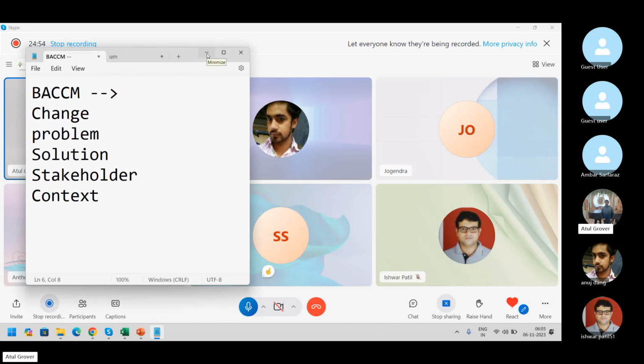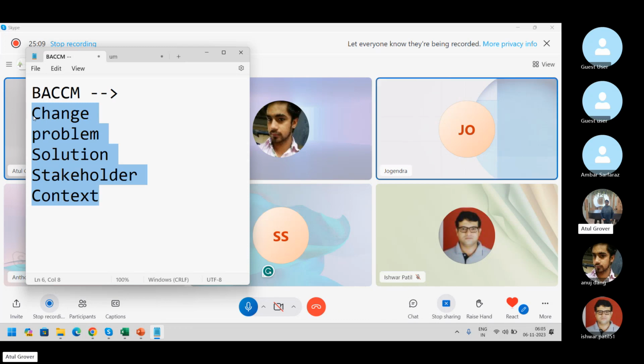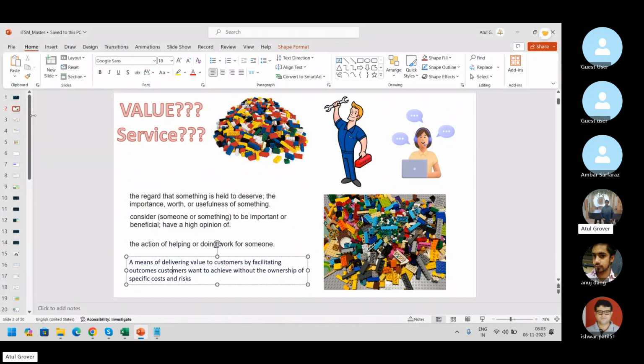This is important when you speak in business analyst language. Make sure your core concept is clear on these five fundamentals. There must be no confusion in these five words when you're discussing with anybody. Okay, let's move to the next one now.